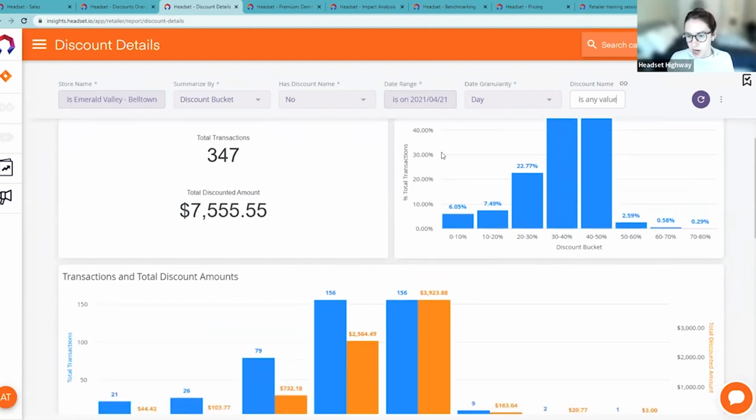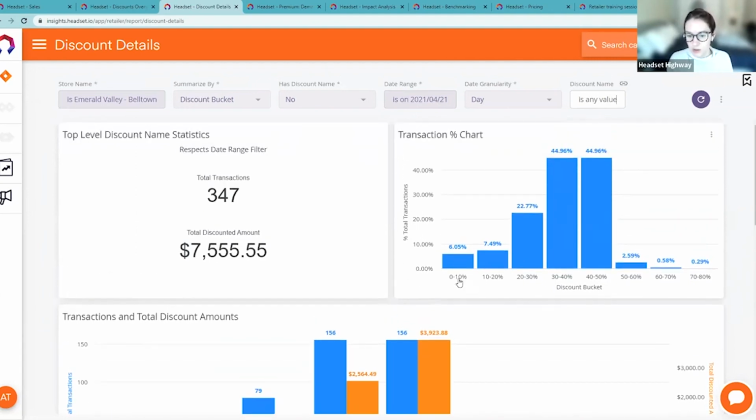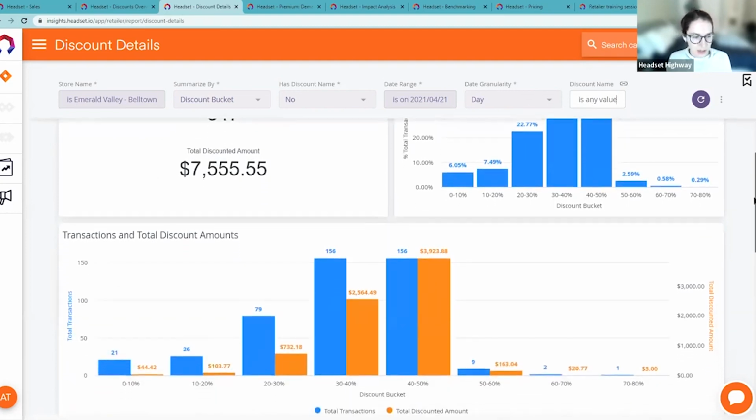The transaction chart, so this is going to show you percentage of transactions within these discounted buckets. So for example, we see 30 to 40% and 40 to 50% are actually even with about 44 or 45% of total transactions done at this discounted amount. So as we scroll down, we can explore a little bit deeper.